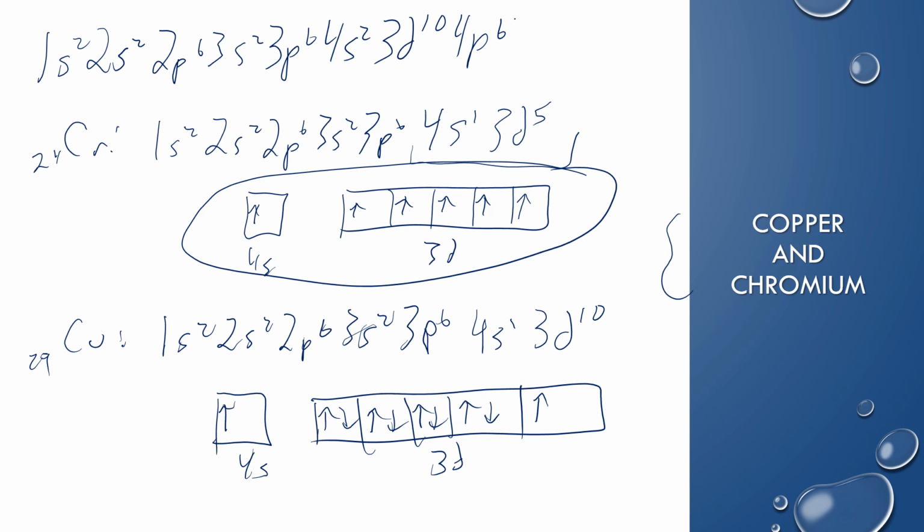But because the 4s and the 3d are so close in energy, one of the electrons is more likely to fill up that 3d sublevel. So that way the 3d orbital is completely full. That makes it very stable, and leaves just one electron in the 4s orbital. So you do need to know these two exceptions to the rule. Chromium ends in 4s1, 3d5, copper ends in 4s1, 3d10.